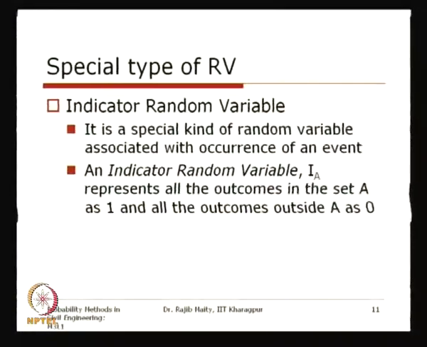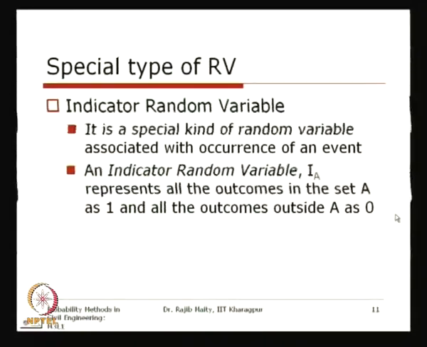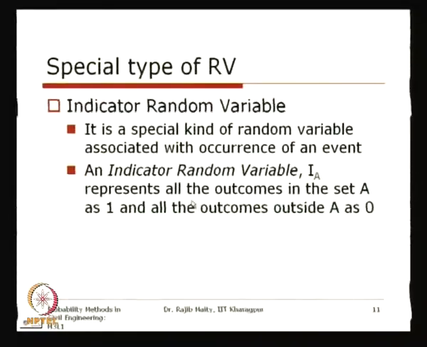So having seen these three types of random variable, it is important to note another special type of random variable, which is known as the indicator random variable. It is a special kind of random variable associated with the occurrence of an event. This random variable says whether a particular event has occurred or not. An indicator random variable IA represents all the outcomes in a set A as 1 and all the outcomes outside A as 0. So it is like yes or no.